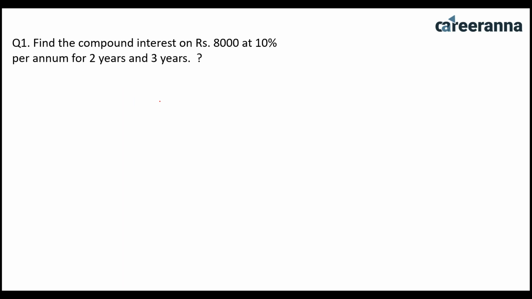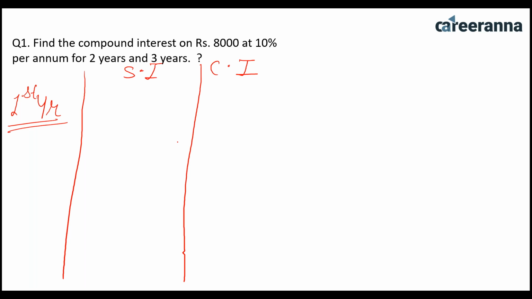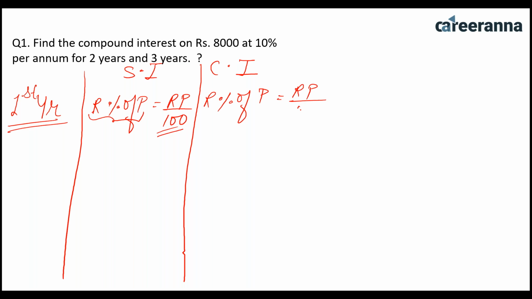So I'll be doing this question for both SI and CI. I'll be taking the first year, and you just need to remember this for other questions as well. For the first year, SI and CI both are R% of P. In other words, I can say RP upon 100. This is R% of P, meaning this value. For CI also, it is again R% of P. This is also RP upon 100. Right? This is for the first year I'm telling you.